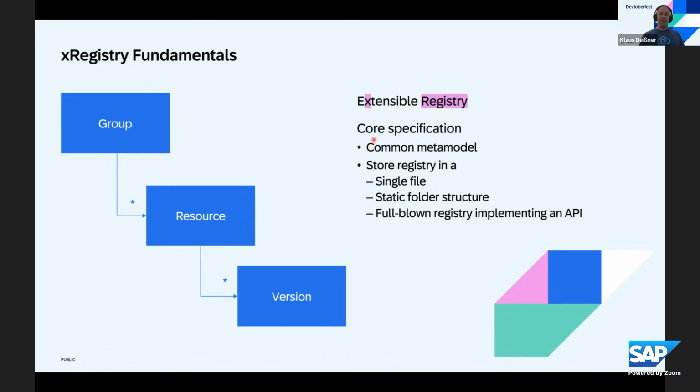That's why we made this xRegistry. You can add your own metadata attributes on each level, group, resource, or version. And one interesting aspect is also that we aim at having a single file, a static folder structure, or a full-blown registry server, and to enable all these levels, so that you could, as part of your project on GitHub, have a single file with a registry, but you could also run your own registry that really offers an API where you can search and filter and all these things.